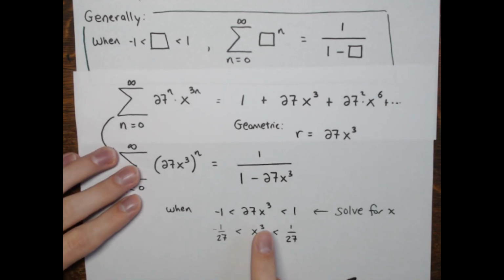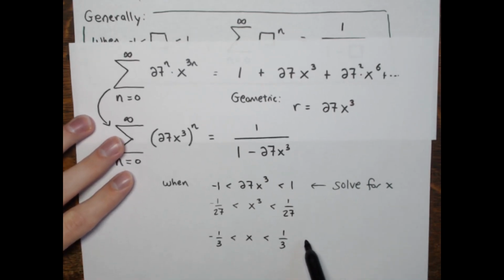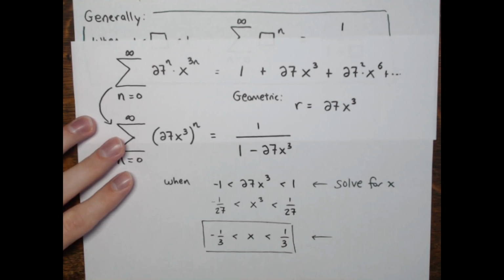And since this is an odd power, odd powers can be negative, we're okay here, and take the cube root of everything. So negative 1/3 less than x less than positive 1/3, taking the cube root of everything. So here we go. This is what we're being asked for in the problem. This is called the interval of convergence.